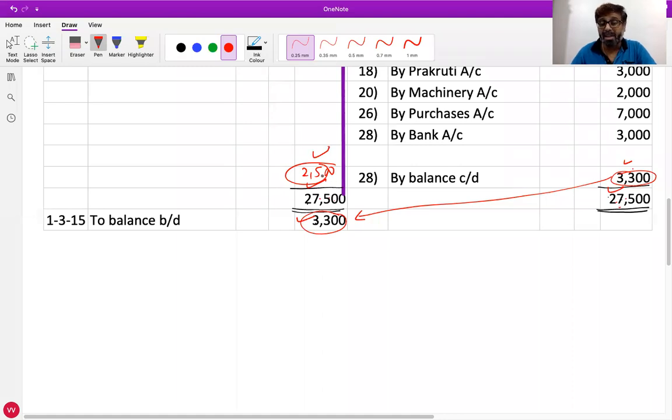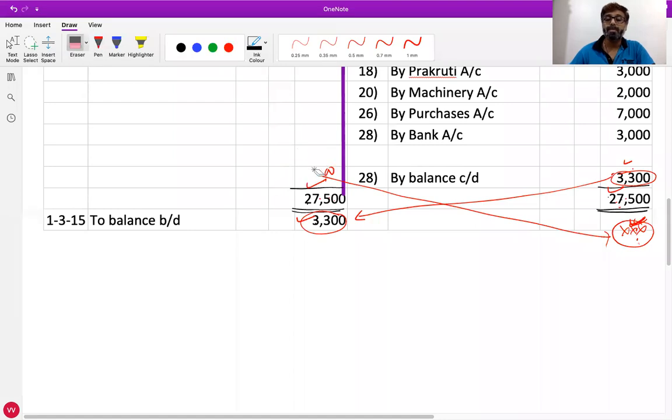And after the total, we would take it on which side? Credit side. So bank overdraft always comes on which side? Credit side. That is the closing balance. The opening balance in the next month goes on the opposite side.